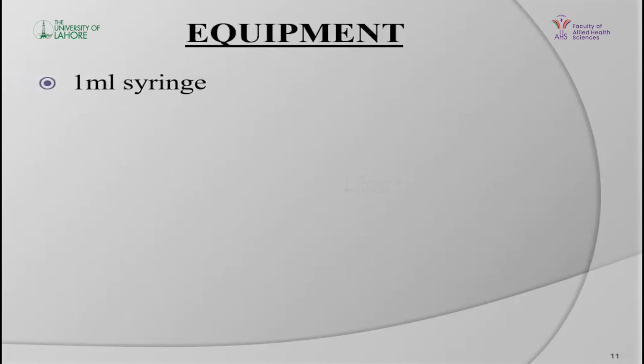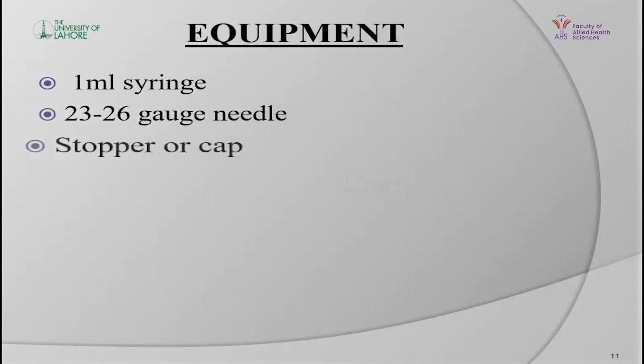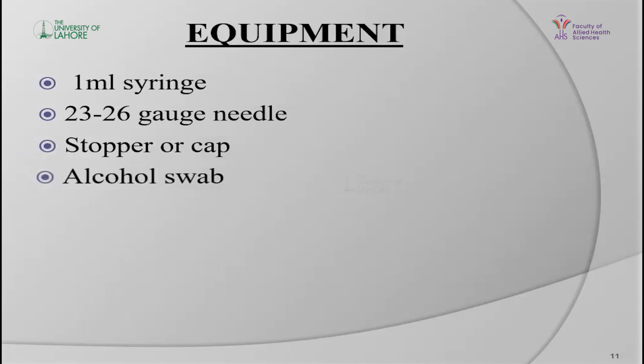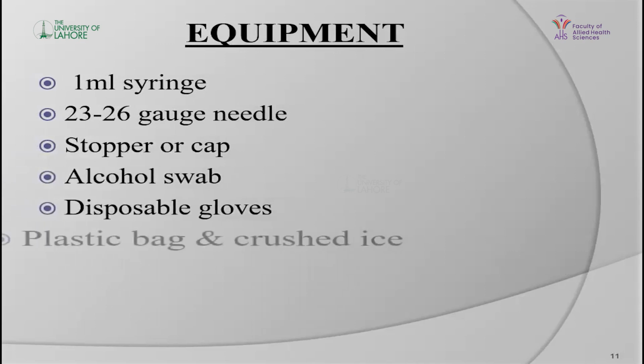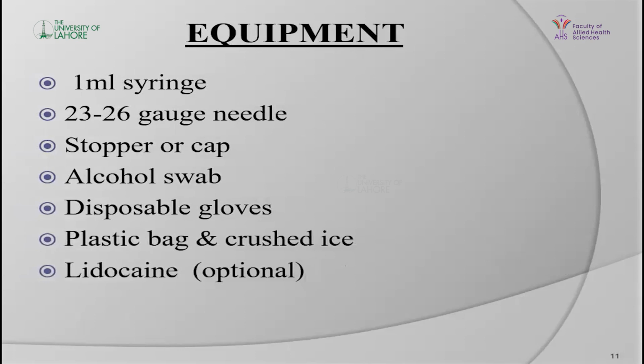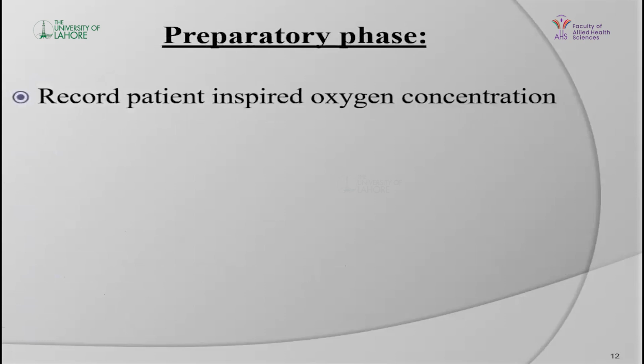Equipment. Equipment required to take an ABG sample is a 1 ml syringe, a 23 to 26 gauge needle, a stopper or cap, alcohol swab, disposable gloves, plastic bag and crushed ice, lidocaine gel as a local anesthetic, a vial of heparin, and a label for the sample.